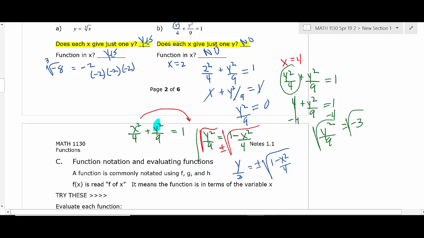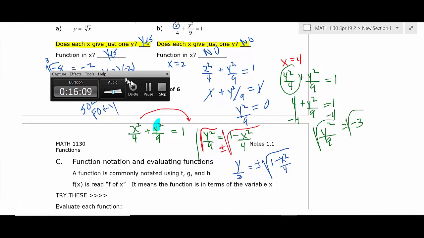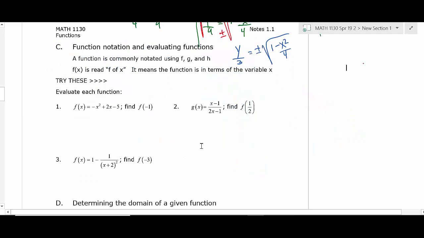Okay, so when you're doing these problems, you can try to do them in your head. If not, a good thing to do is solve for y. Okay, if your equation's not solved for y, then try to do that, and then that'll help you. Okay, all right, any questions? I want to get this finished up.